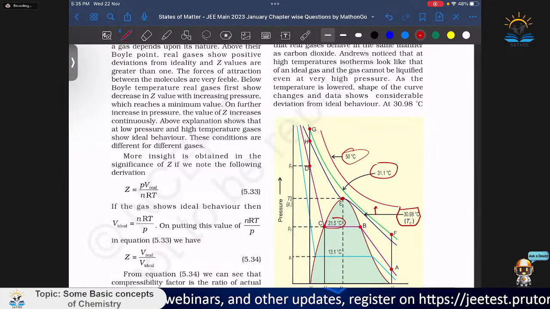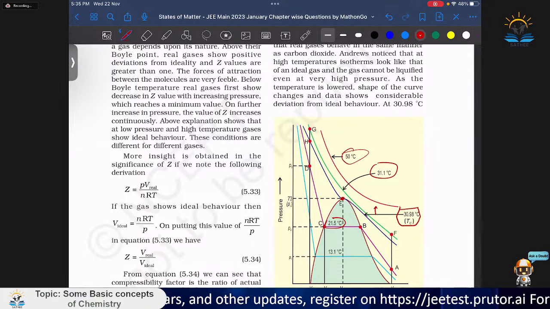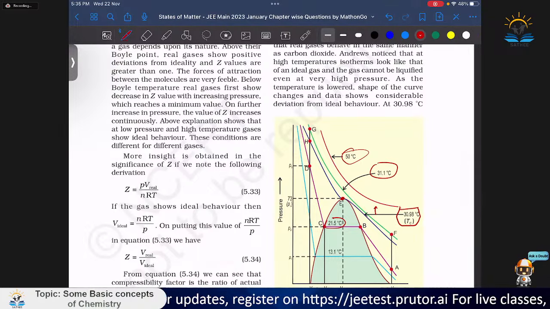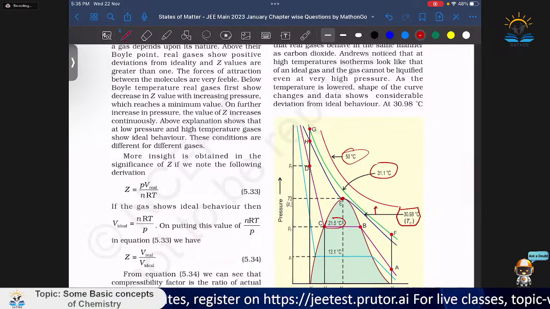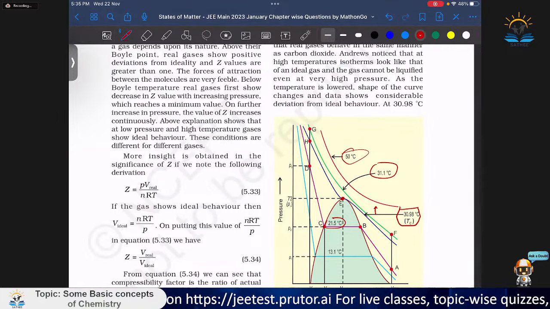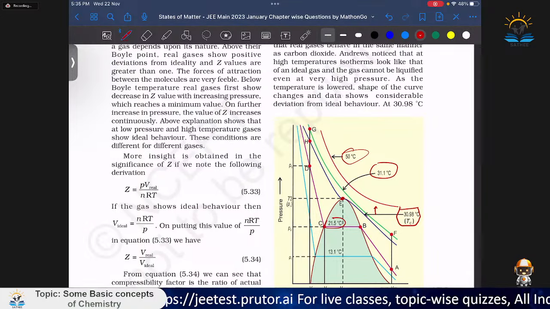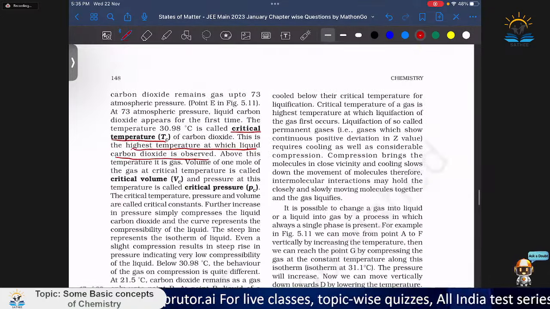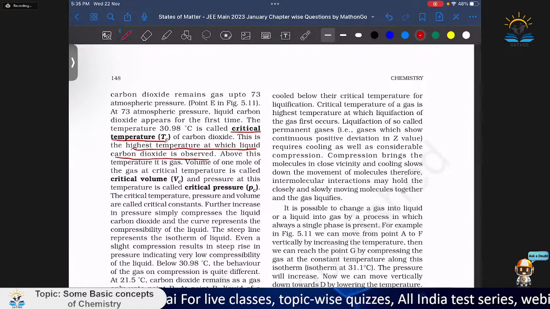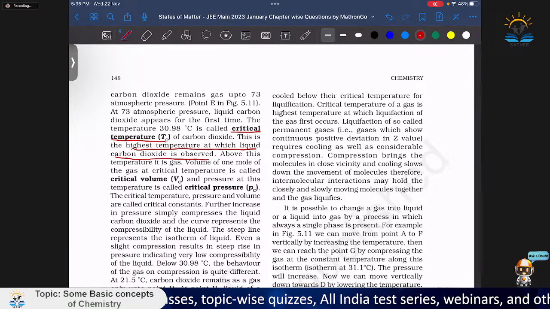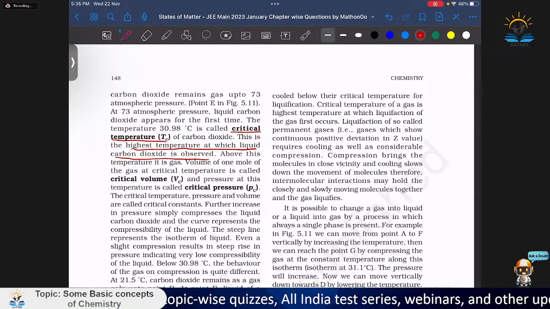The more pressure you apply, the more chances of getting a liquid you have, only if you have crossed the critical temperature. If the temperature is more than critical temperature, no matter how much you're compressing, how much pressure you are applying, it will not give you any liquid from gas. That is what I was about to tell you, that critical temperature is the highest temperature at which liquid CO2 can be observed. Above this temperature, it is always gas.